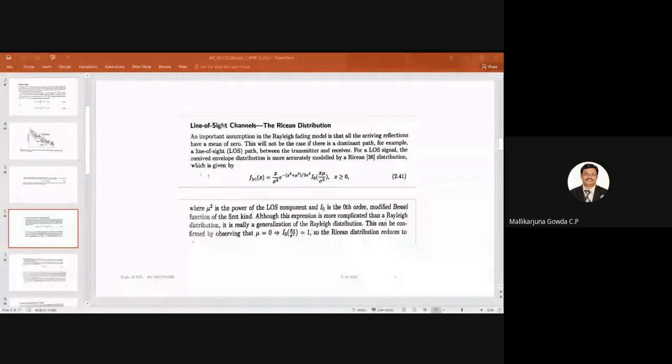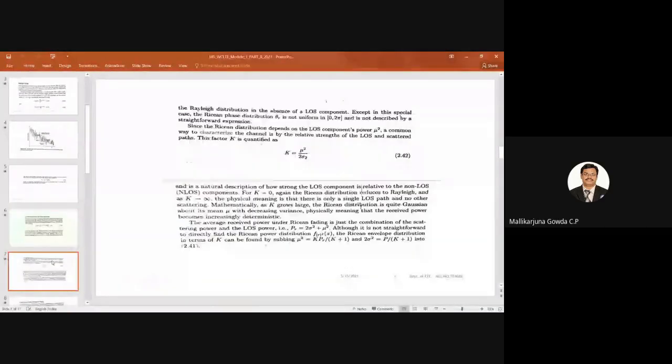And what is I naught? I naught is the zeroth order modified Bessel function of the first kind. It can be generalized with respect to the Rayleigh distribution by making mu equal to 0. If I make mu equal to 0, then I naught of (x mu by sigma square) becomes 1. So the Ricean distribution reduces to the Rayleigh distribution.